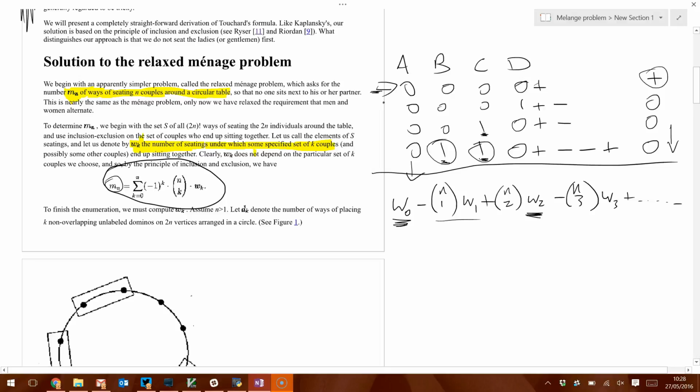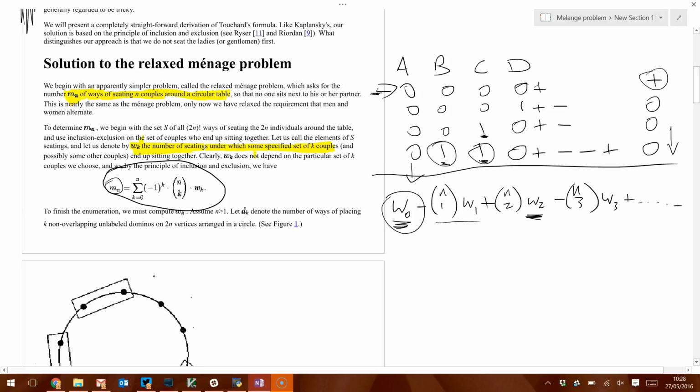There are tons of these, by the way. I've just said, are these things sitting together? There are lots of ways of making that happen. That's what we're trying to count. That's what we're trying to solve. So we need to work out a formula for these W's. But we'll do that in a bit.